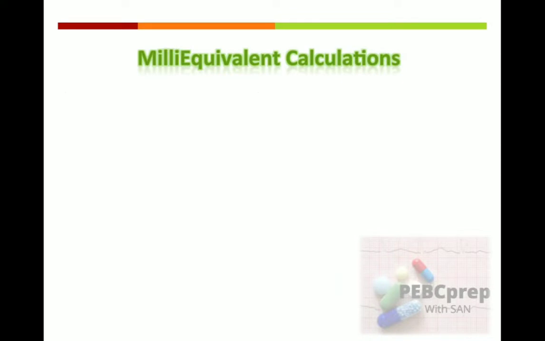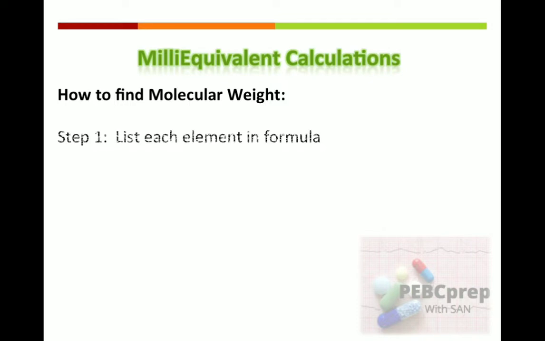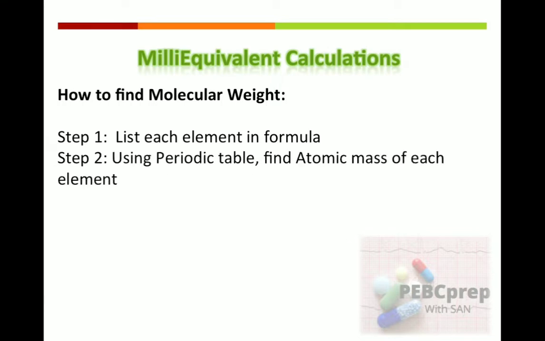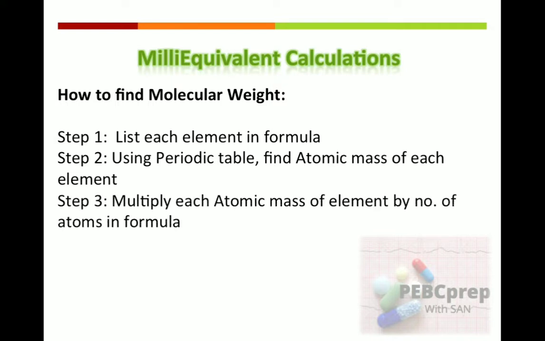Now first we will learn how to find molecular weight. Step 1, list each element in the formula. Whatever elements are present in the formula, we will list them. Then using the periodic table, we will find the atomic mass of each element. The third step is to multiply the atomic mass of each element with the number of atoms present in the formula.